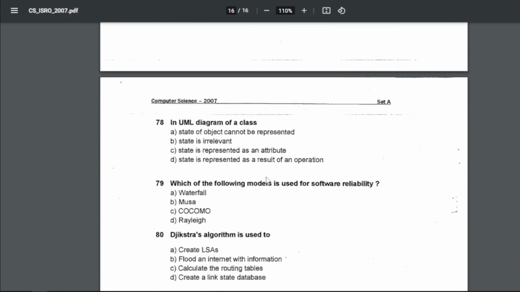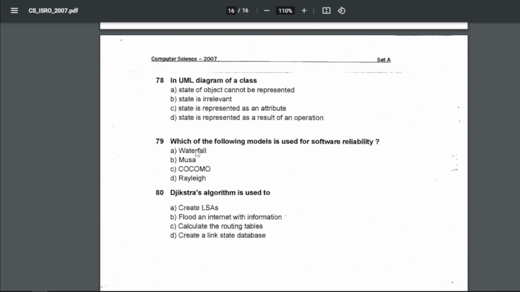Question number 78: in a UML diagram of a class, state is represented as an attribute, that is option C. So option C will be the answer. UML, or Unified Modeling Language, is a general purpose modeling language in the field of software engineering, intended to provide a standard way to visualize the design of a system. A class diagram in the UML is a type of static structure diagram that describes the structure of a system by showing the system's classes and attributes.